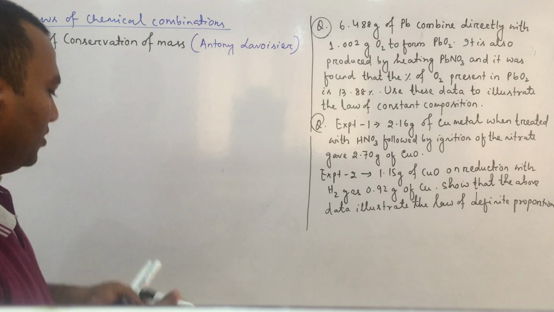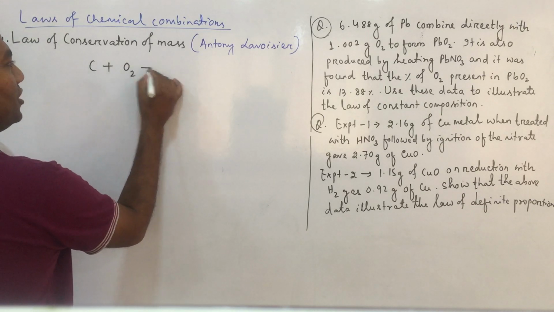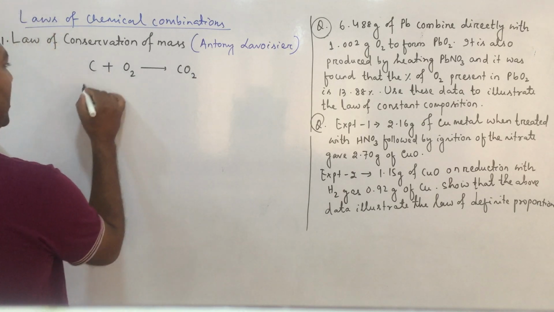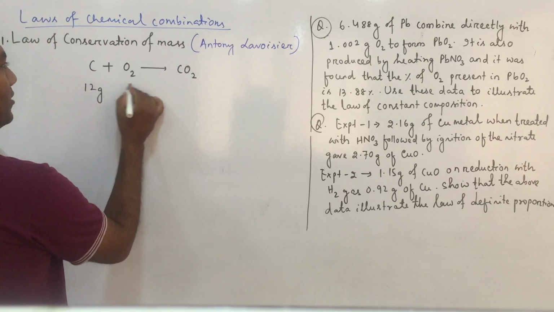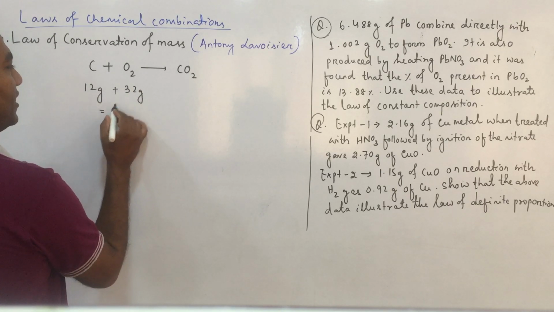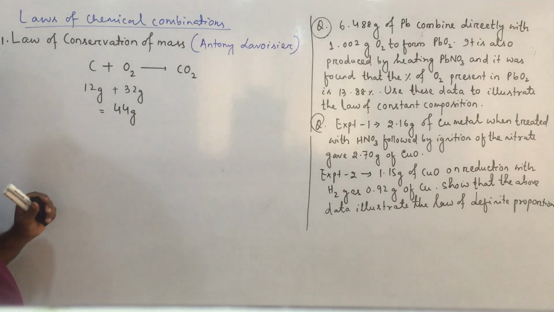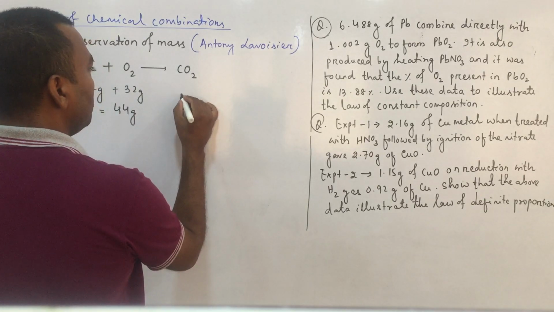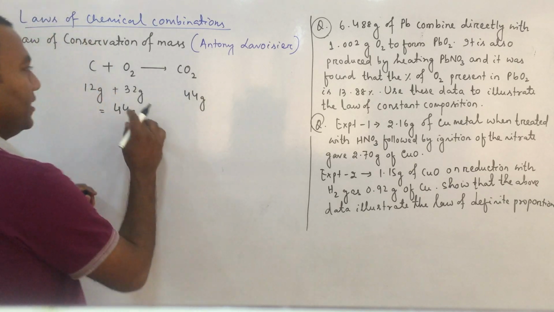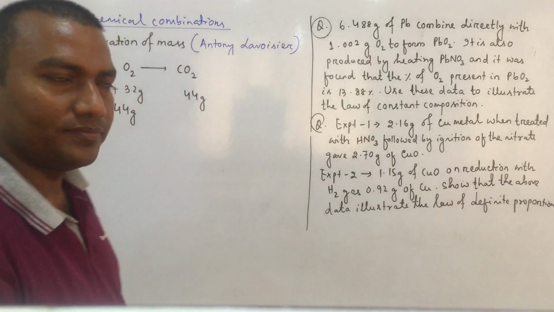Suppose one example: carbon when combined with oxygen gives rise to CO2 gas. What is the mass of carbon? 12 gram. Mass of oxygen, 32 gram. What is the total mass on the reactant side? 32 plus 12 equals 44 gram. What is the mass of CO2? The mass of CO2 is also 44 gram. Hence, the mass of the reactant side always equals the mass of the product side.